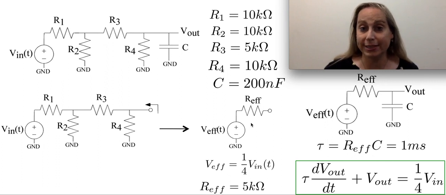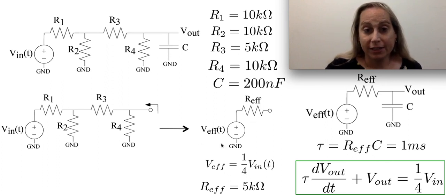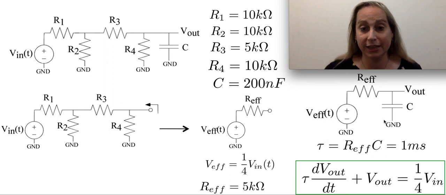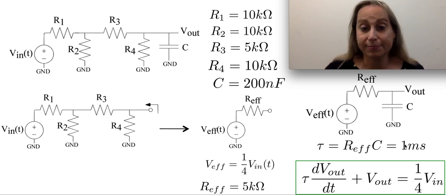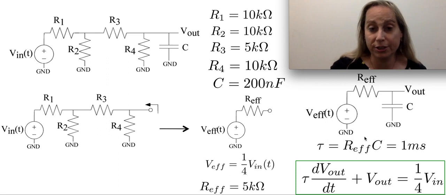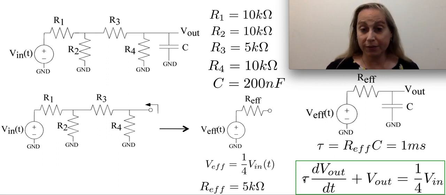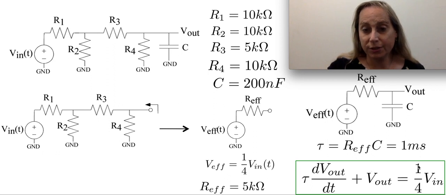But look at what happens once I have that. Now this whole circuit transforms into what looks like a very straightforward RC circuit. We can see this in other places, but just to go through it briefly, you have an effective resistance and an effective capacitance, so you can immediately find your time constant. 5 kilohms times 200 nanofarads gives me 1 millisecond. I also get the resulting differential equation out of this. The tau would show up just as you would expect from solving that equation. And then I also get 1/4 of Vin, because after all, that is what my effective voltage looks like.